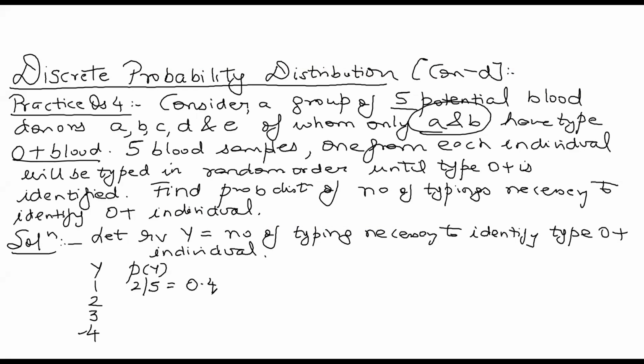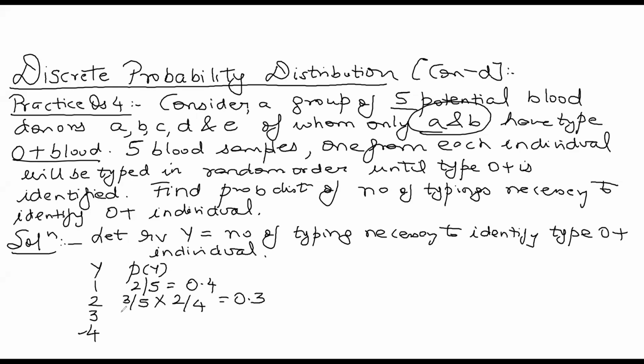What is the probability that you need to type 2 individuals? That means the first individual you typed was not O plus and the second individual you typed was O plus. But how many individuals were left? 4 individuals. And it was O plus, means 2 by 4. So that makes it 0.3.